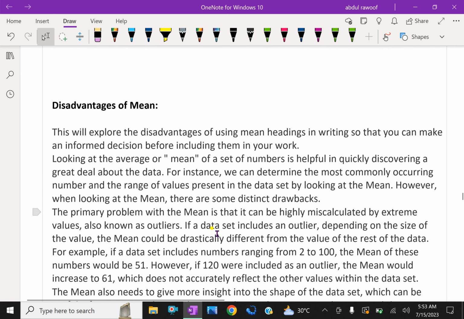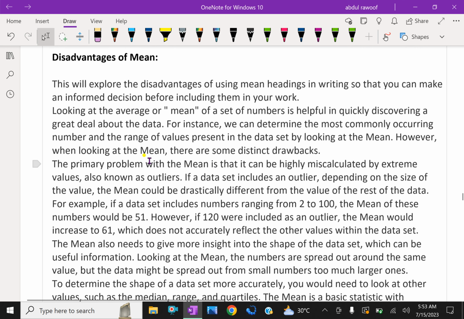Disadvantages of mean. Here we will explore the disadvantages of using the mean, so that you can make an informed decision before including it in your work. Looking at the average or mean of a set of numbers is helpful in quickly discovering a great deal about the data. For instance, we can determine the most commonly occurring number and the range of values present in the data set.